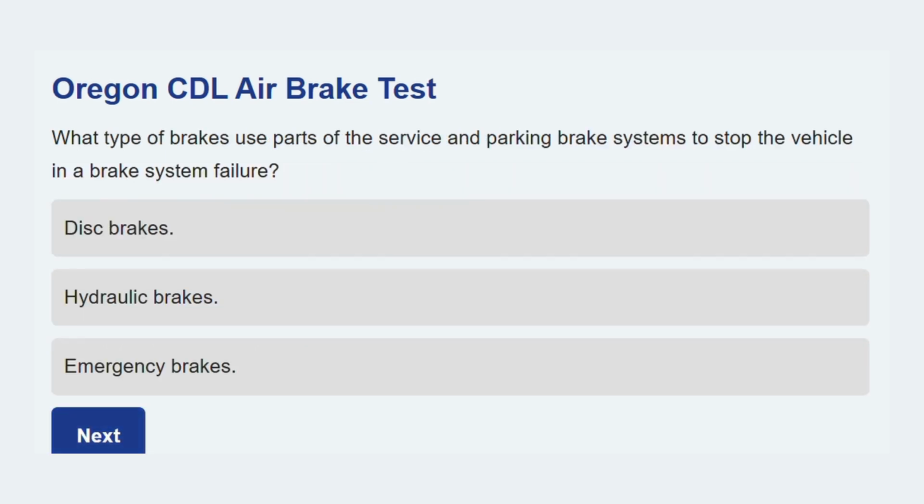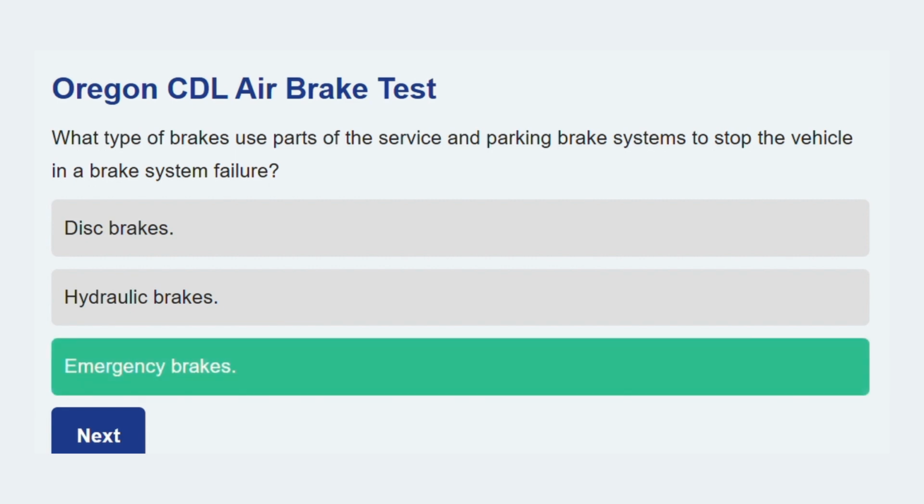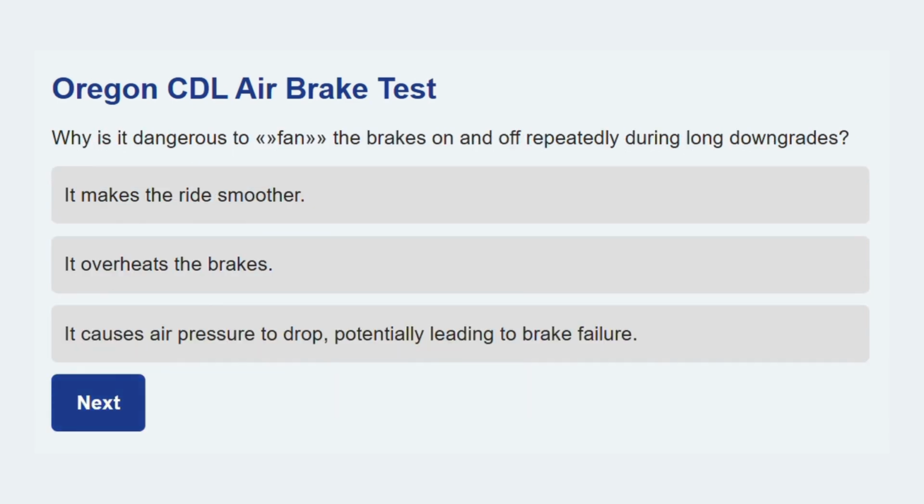Moving forward, what type of brakes use parts of the service and parking brake systems to stop the vehicle in a brake system failure? Emergency brakes. The emergency brake system typically uses the spring brakes. Let's consider the next one.